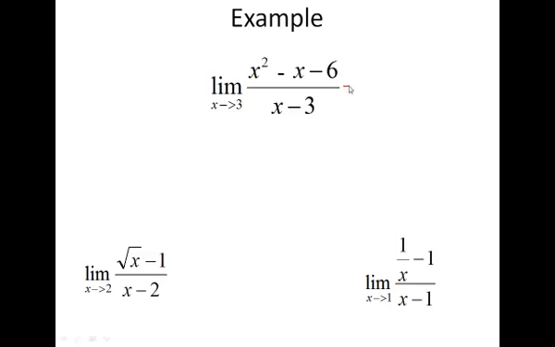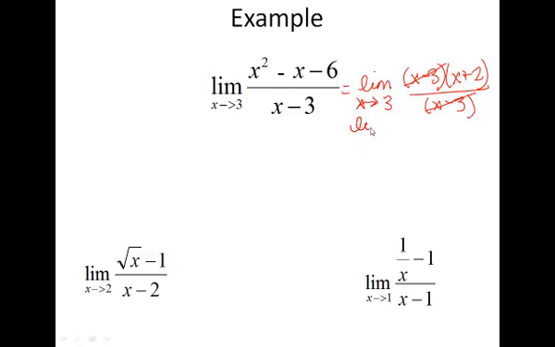So I'm going to rewrite this, and this is where we would have a removable discontinuity. And what I've done is I've reduced this now to studying the equivalent function x plus 2, and now I could go ahead and just sub this in. The limit of this function, x squared plus x minus 6 over x minus 3, would just be 5.